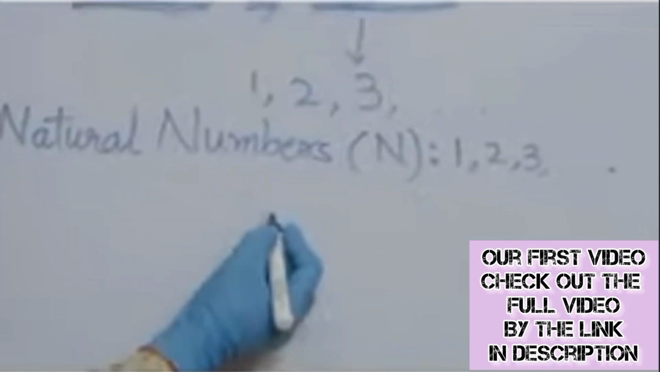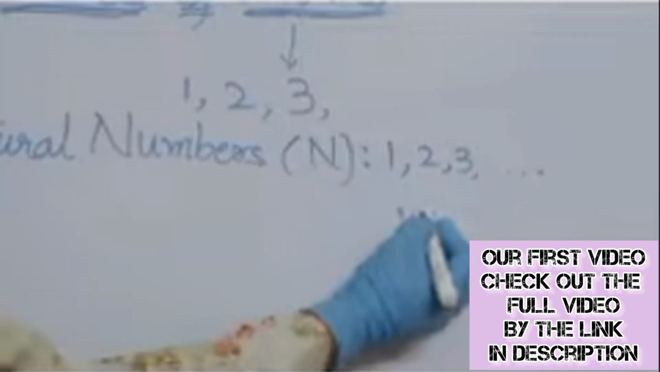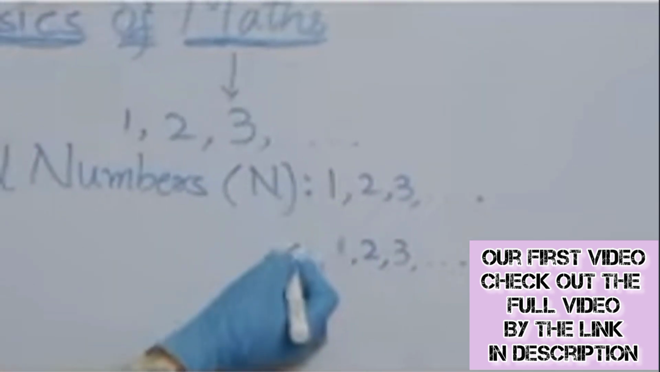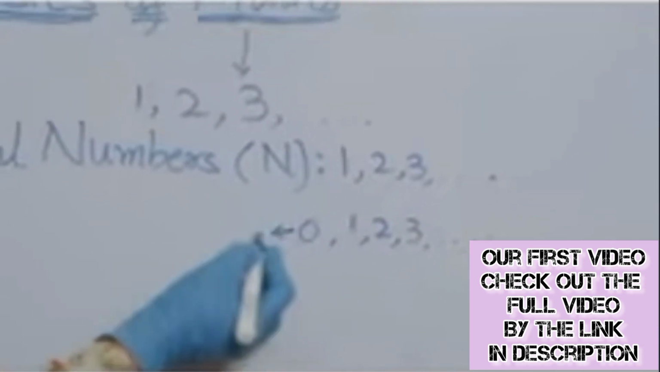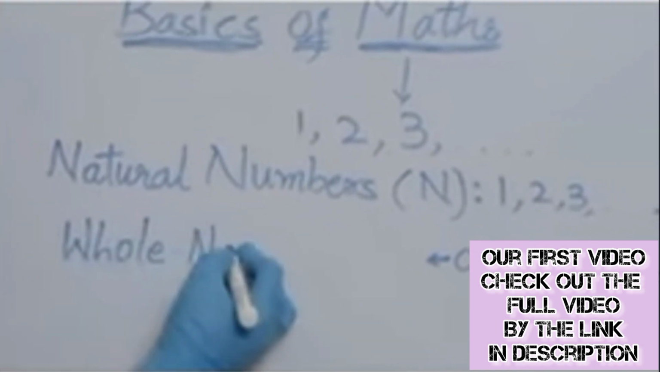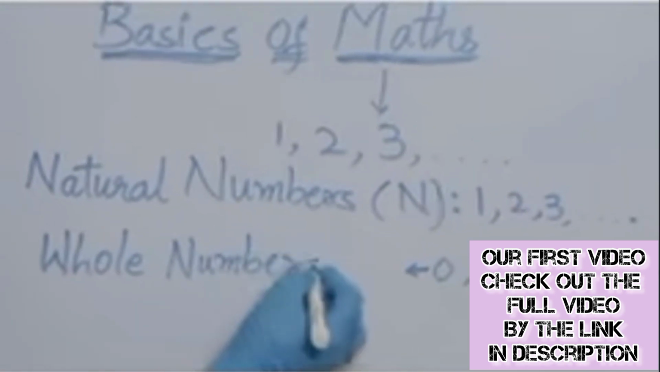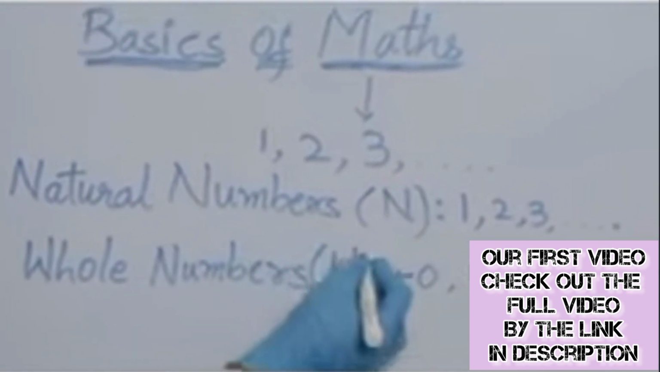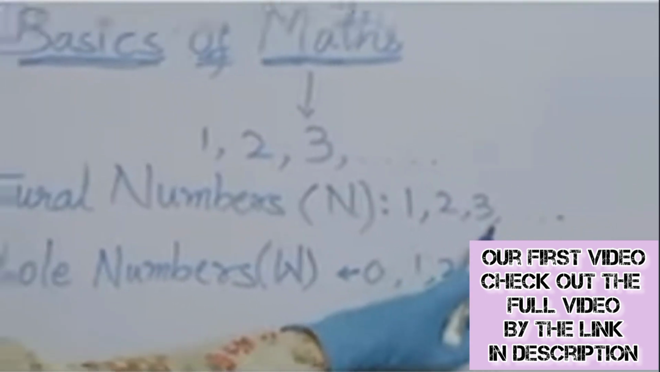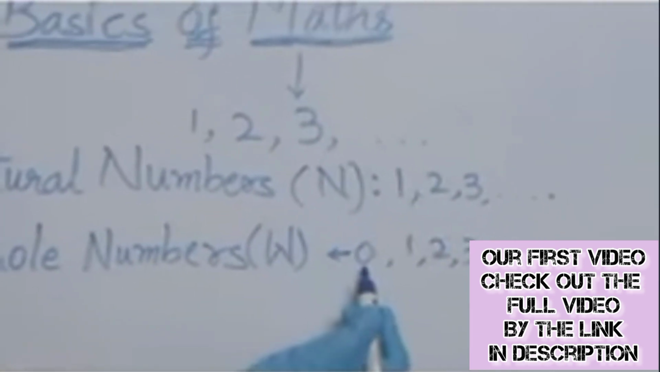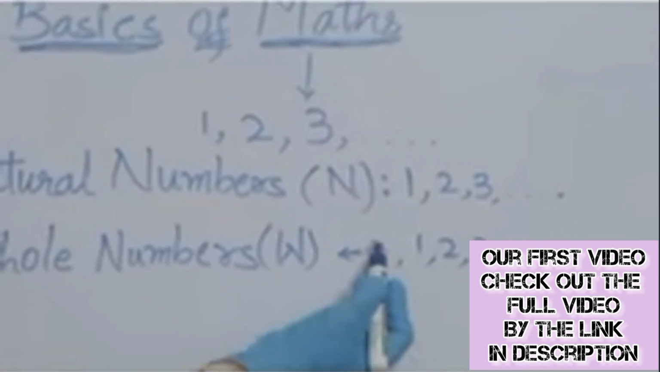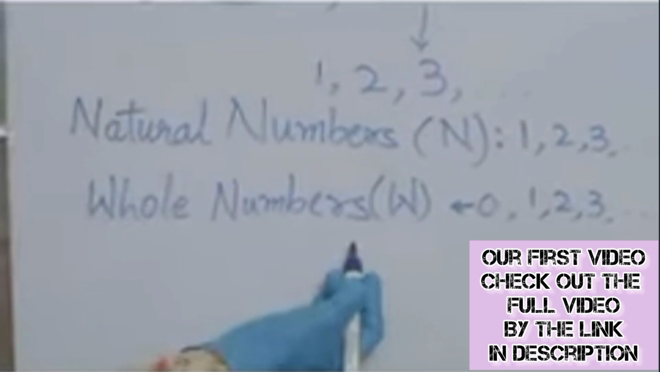In this set, the numbers are 1, 2, 3, so on. But if we include 0 in these, then these numbers are known as whole numbers. What are these numbers known as? Whole numbers. And these numbers are denoted by W. In natural numbers, we get numbers from 1, 2, 3 and so on. When we include 0 in these, then we get whole numbers. That is, the numbers starting from 0 are known as whole numbers.